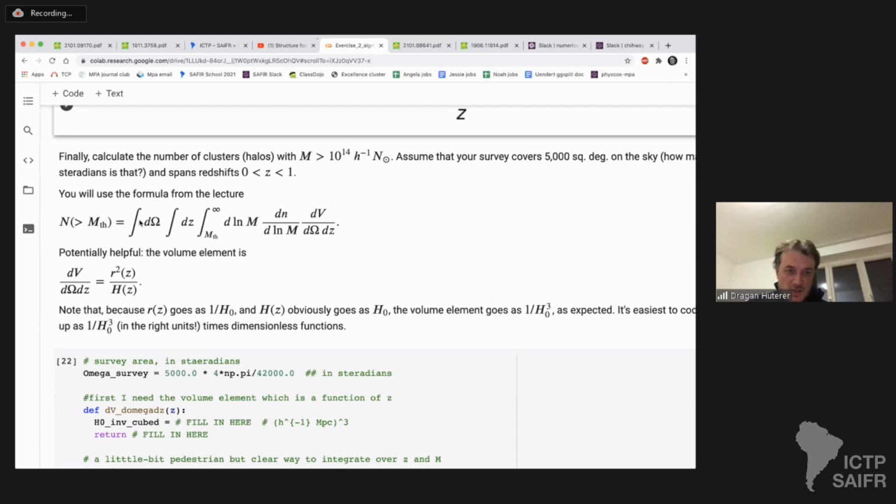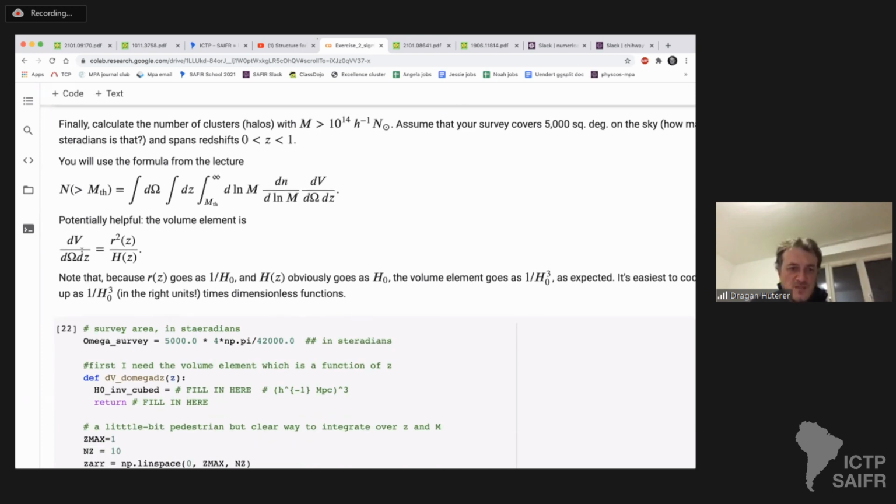And this integral in Ω is trivial because nothing here depends on Ω. So I can just multiply by 5,000 square degrees, except those are the wrong units, okay? The unit of solid angle is not square degree, but I can just multiply by Ω. I do have to integrate this over z because everything here depends on z. Mass function integrates, and this very strongly depends on z.